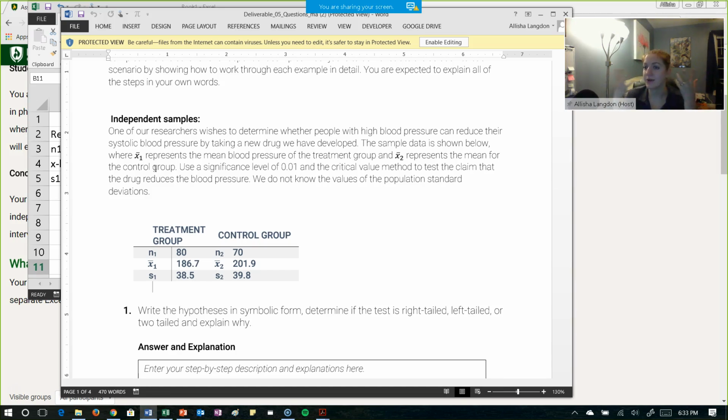Obviously, they're not the same. Otherwise, they could get different results. So different groups, independent of one another. The treatment group is over here. This is the treatment group's information.